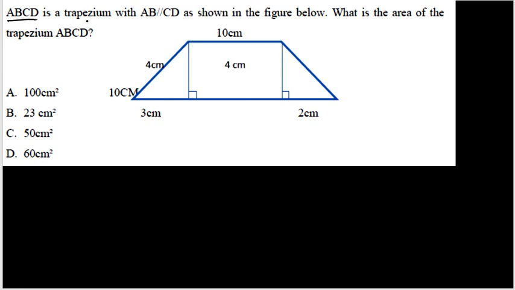ABCD is a trapezium and AB is parallel to CD in the figure below, and what is the area of the trapezoid? This time, the area of a trapezium. The figure is somehow not correct. Let us correct it. This 4 has to be here. Okay, we have to cancel it, and this 10 centimeter must be here.